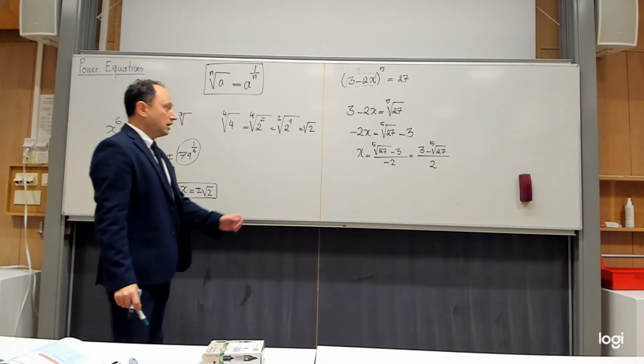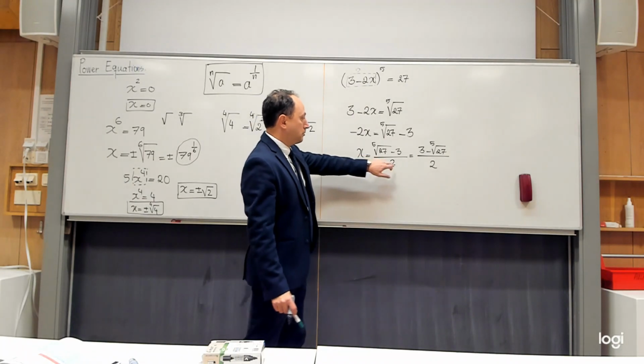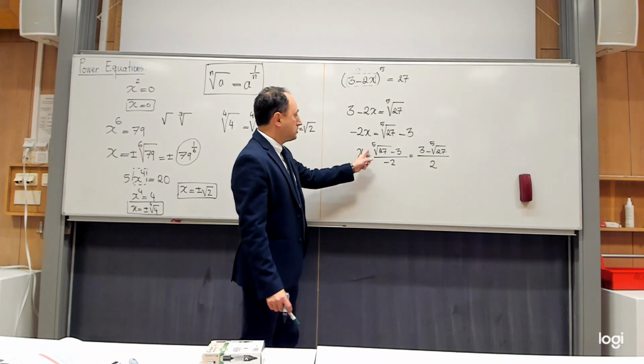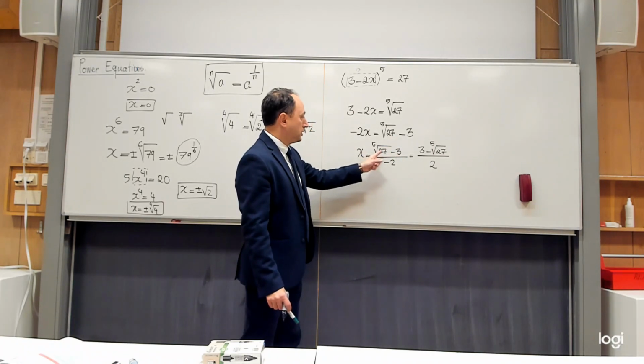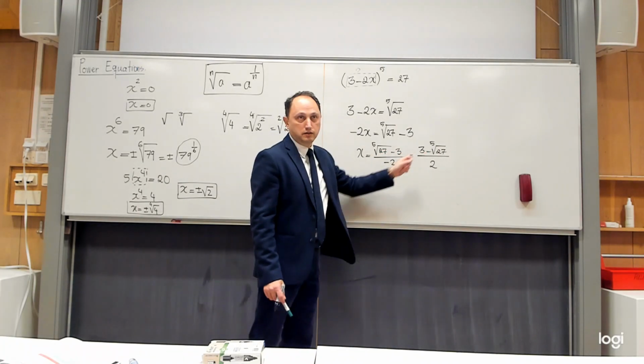What I did, I rescaled this by minus 1. I multiplied the denominator by minus 1, it becomes this. I also multiplied the numerator by minus 1. This minus 3 becomes positive 3. This positive fifth root becomes negative fifth.